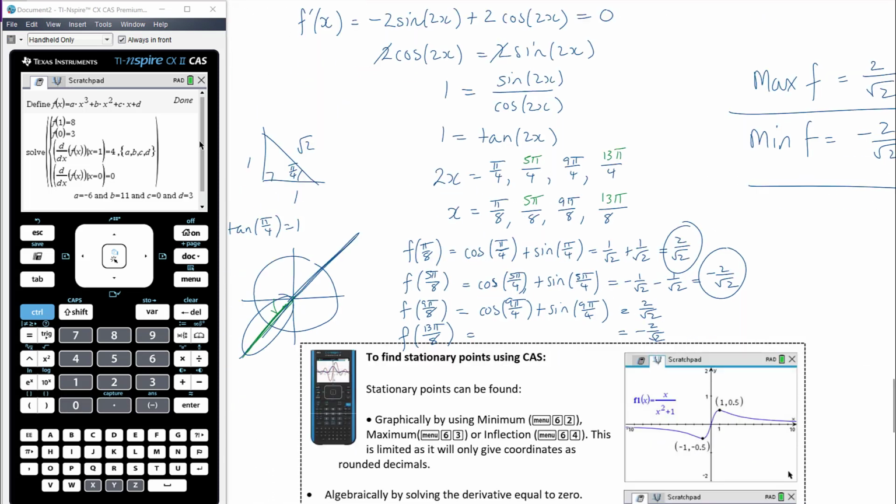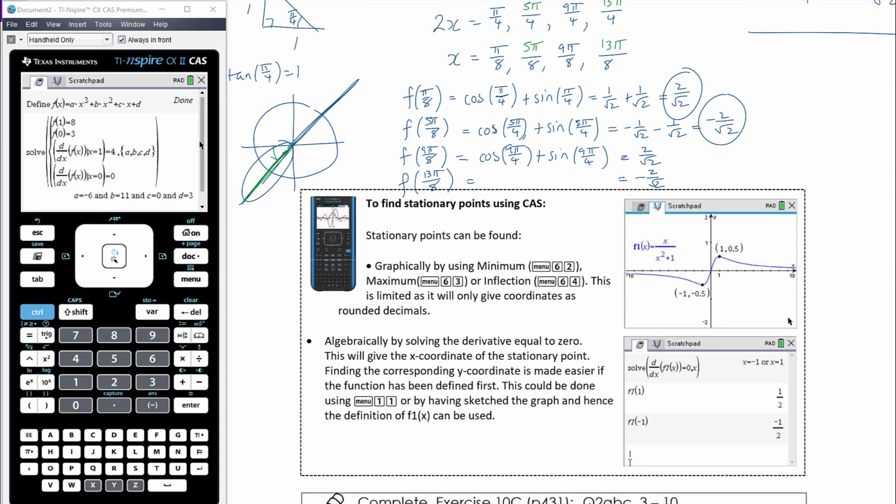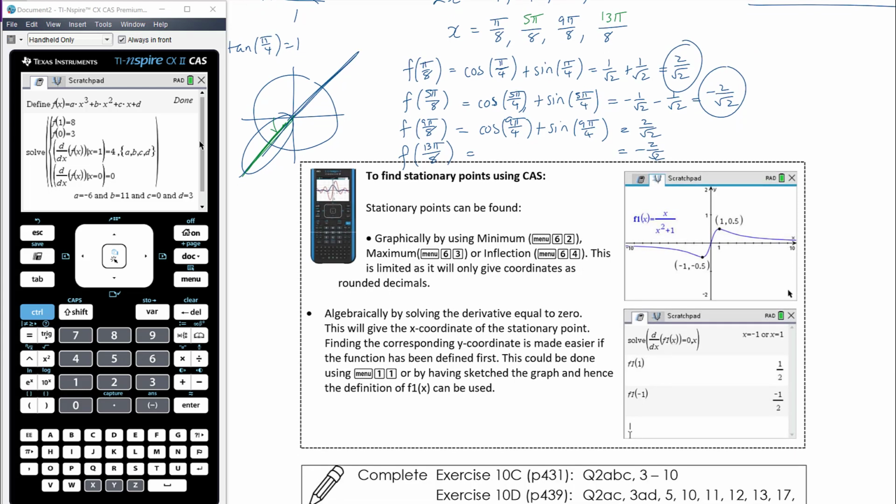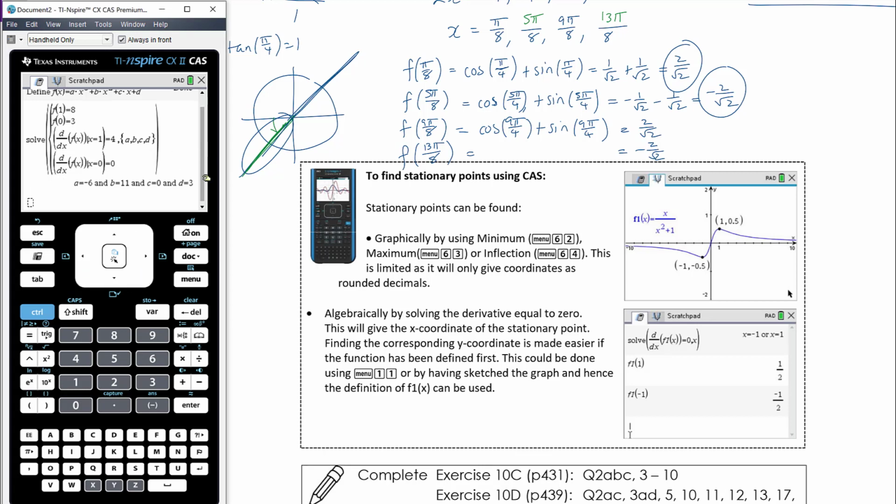Okay, finding our stationary points using our CAS, it's just about solving derivative equal to 0. There is also, obviously, in the graph, you can use minimum and maximum on the graphing screen, but you'll only get decimal values. So algebraically solving your derivative equal to 0. There is also something called function min and function max. Let me just illustrate that over here on the CAS before we finish up this video.